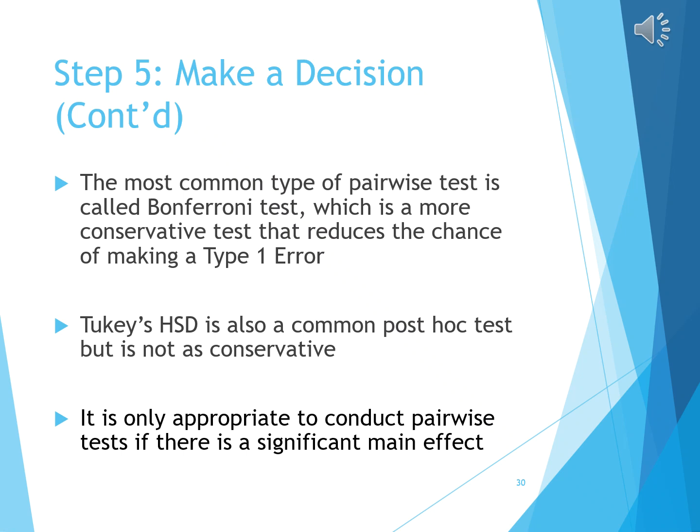And a common type is called the Bonferroni test, a pairwise test that is very conservative, meaning that it actually reduces the chances of making a type 1 error, which is really nice. It also, though, makes it more difficult to find significant differences in means. So it's a little double-edged sword there for researchers.